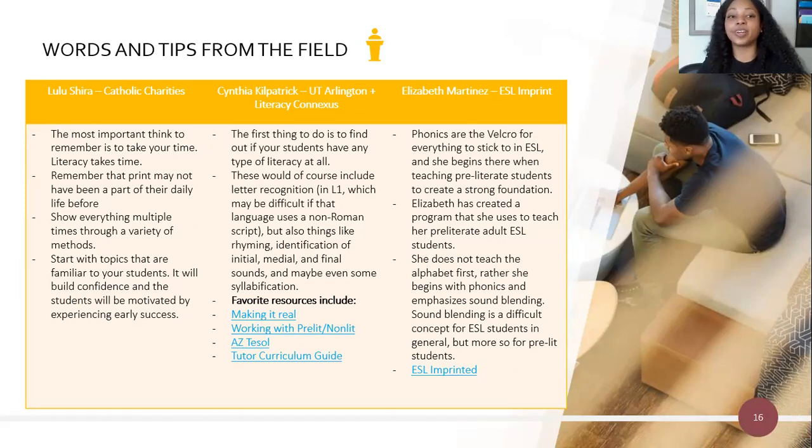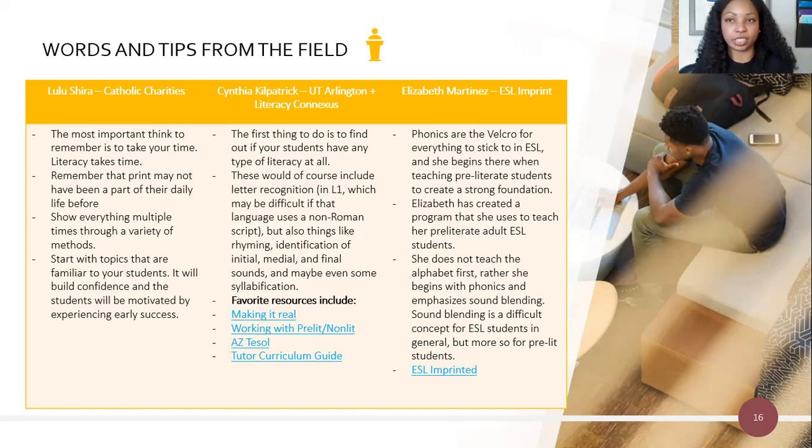She suggested showing everything multiple times through a variety of methods and to start with topics that are familiar to your students. So if you have students who come from a landlocked country and you want to teach animals, maybe don't start with ocean animals. They may not be familiar with them.